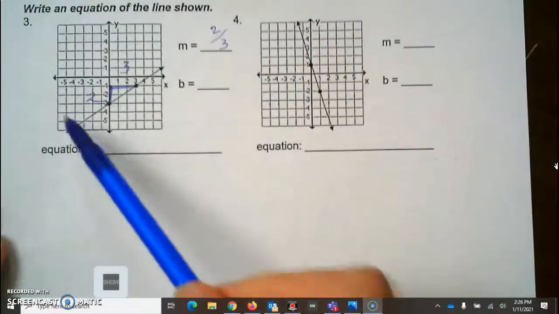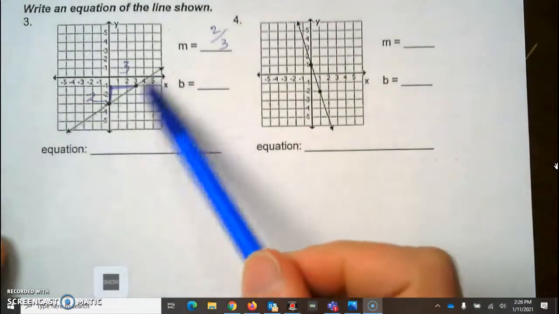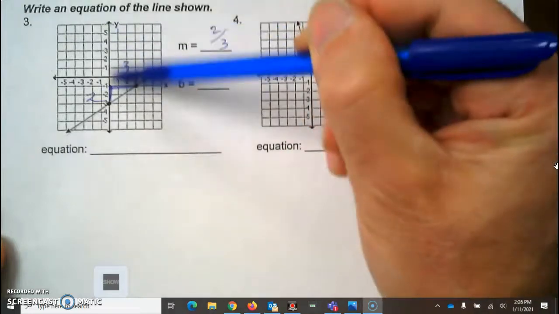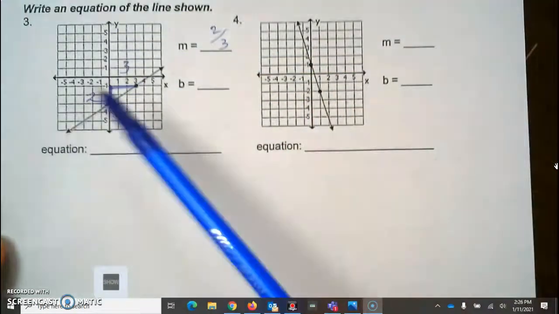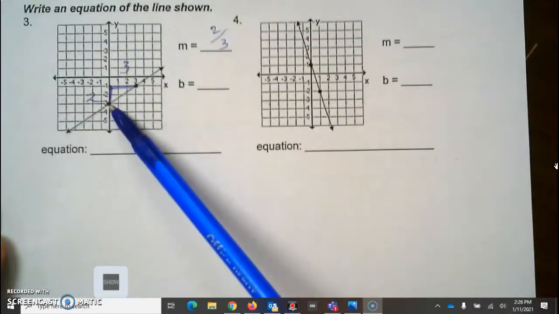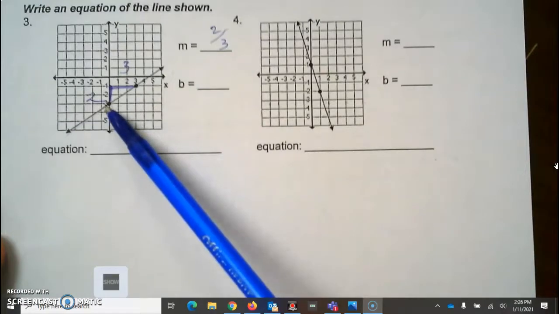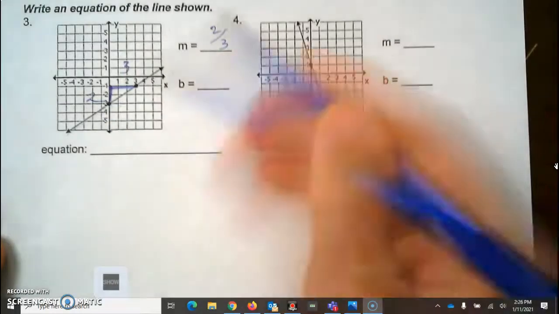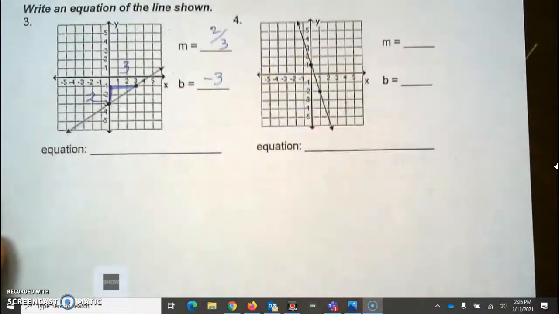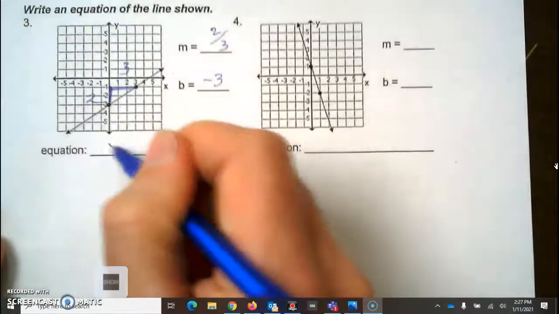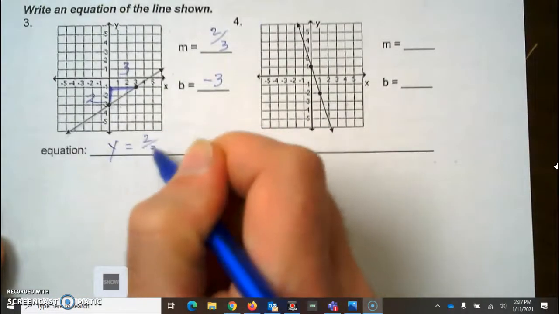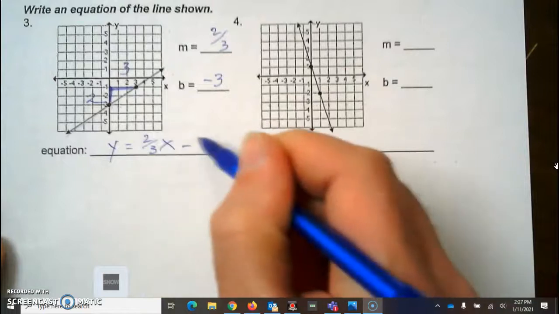Now the y-intercept, all you do is look, where does this line cross the y-axis? You see it cross right there? That's where the 2 lines cross. Our line and the y-axis cross at -3 on the y-axis. So again, you're just looking at it for that information and write your equation. Y equals 2/3 x minus 3.